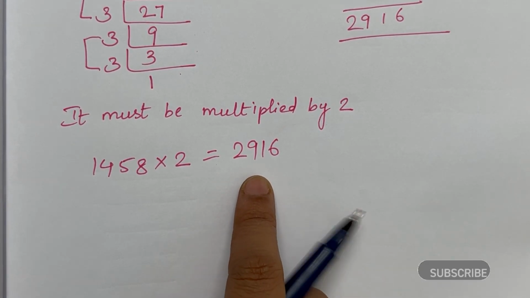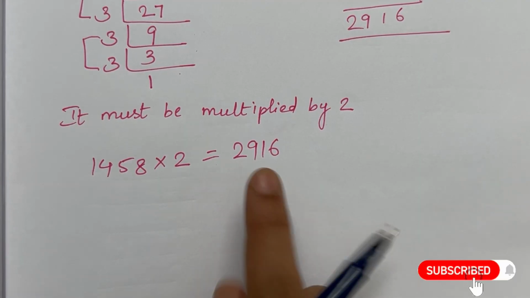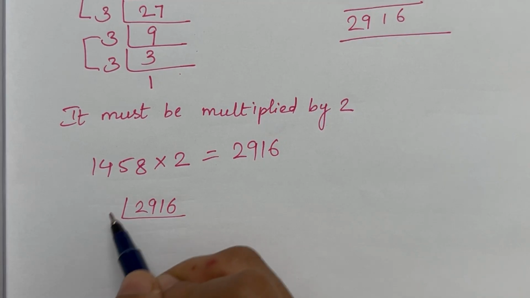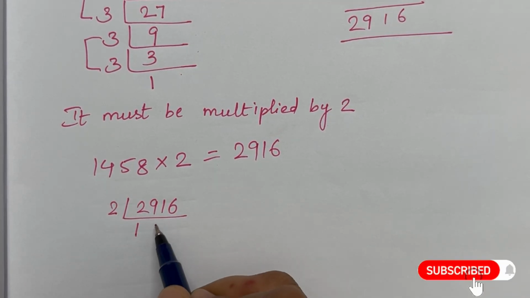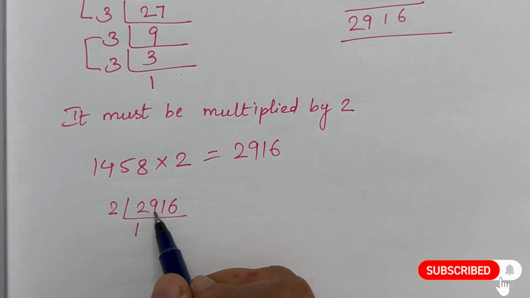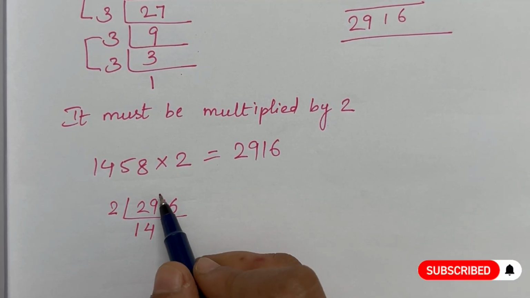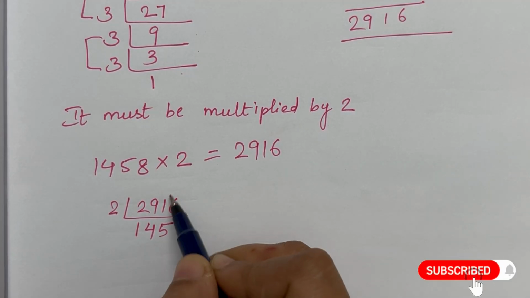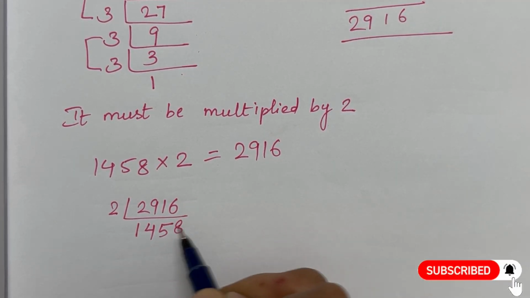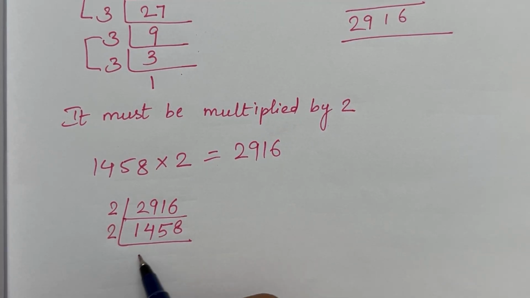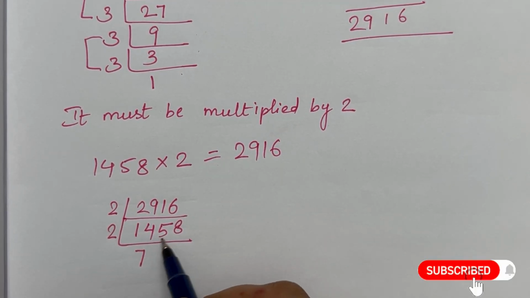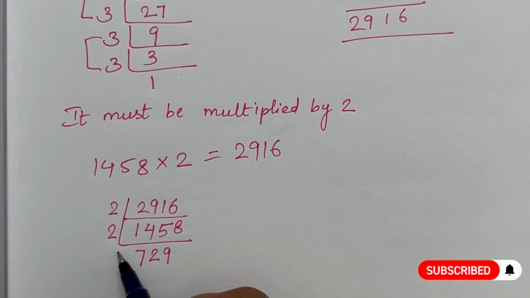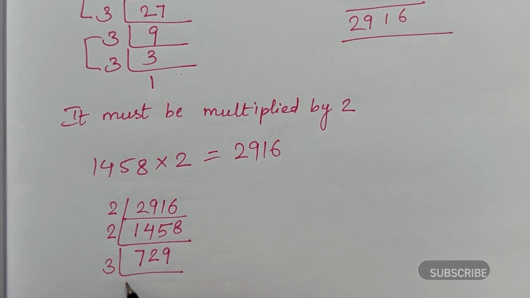So this is a square number. Now we'll find the square root of 2916. This is divisible by 2. 9 will not come, 8 comes 4 times, 1 left, 11. Again 11 will not come, 10 comes 5 times, 1 left, 16 comes 8 times. 14 comes 7 times, 5 will not come, 4 comes 2 times, 1 left, 18 comes 9 times. This is divisible by 3.